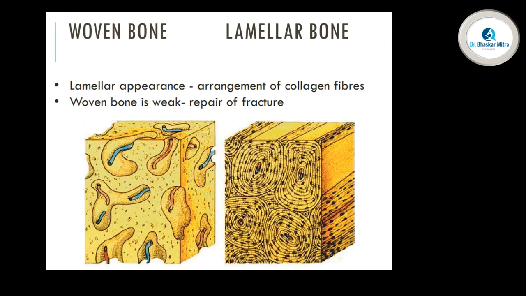This is the lamellar arrangement of a mature bone. This is the woven bone where the lamellar arrangement is lacking. As the lamellar arrangement gives strength to the bone, the woven bones are very weak and very prone to fracture.